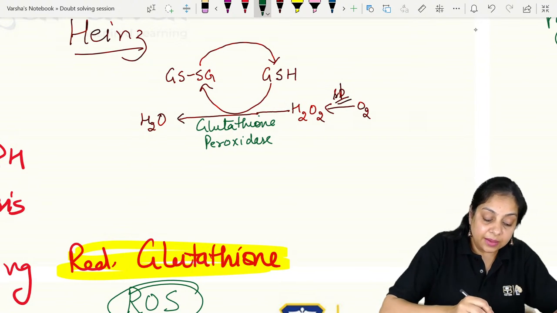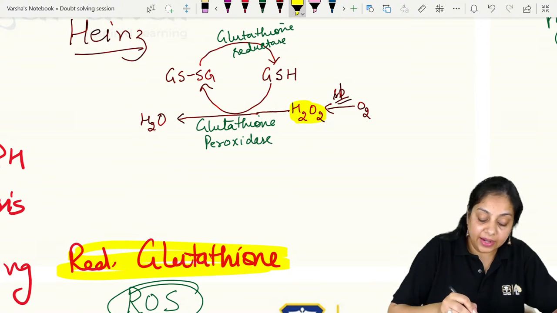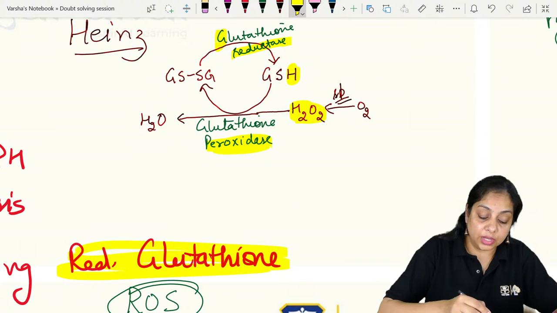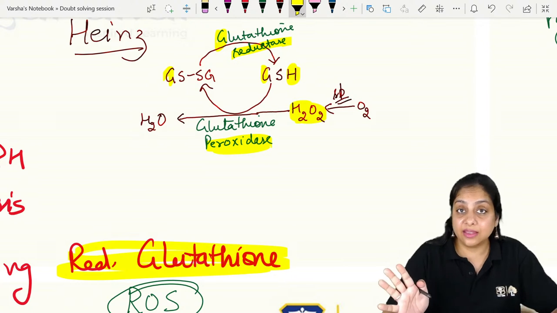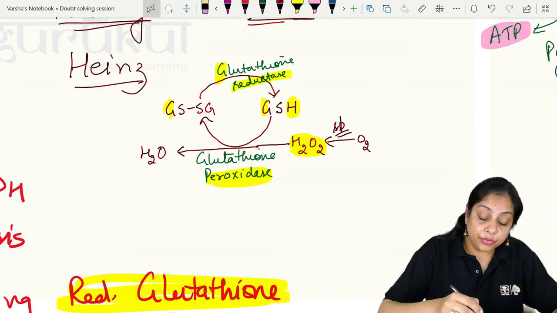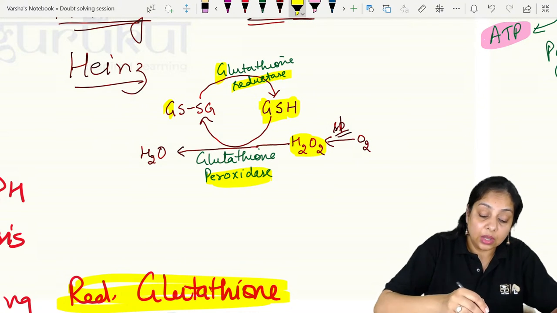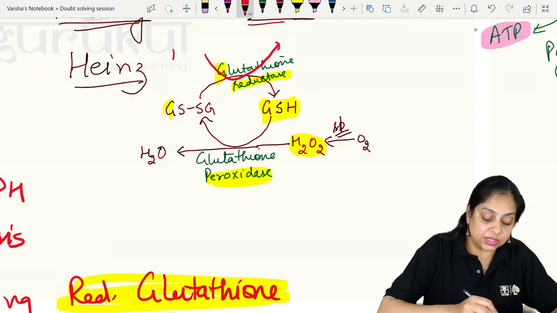So what is the enzyme? The enzyme is glutathione reductase. Why am I writing slowly? So you can remember: for peroxide you need peroxidase, to reduce it you need a reductase, and we are dealing with glutathione everywhere. So you just write glutathione peroxidase, glutathione reductase, very easy to remember, right? And for glutathione reductase to convert GSSG into GSH, what does it make use of? It makes use of your NADPH.